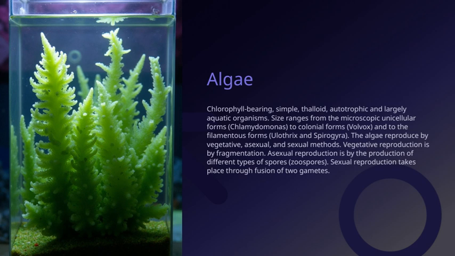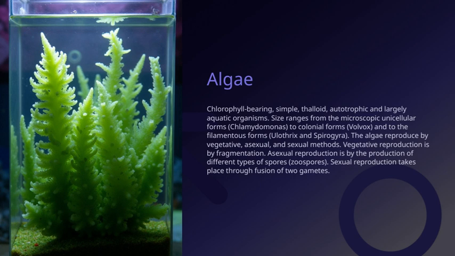Algae are fascinating organisms that are chlorophyll-bearing, meaning they can carry out photosynthesis, and they are generally simple thalloid structures. They are autotrophic, so they produce their own food, and most of them are largely aquatic, thriving in water environments. When we look at their size, they vary quite a bit from microscopic unicellular forms like Chlamydomonas, which are just single cells, to colonial forms such as Volvox, which form small colonies. Then there are filamentous types like Ulothrix and Spirogyra, which grow in long, thread-like structures.